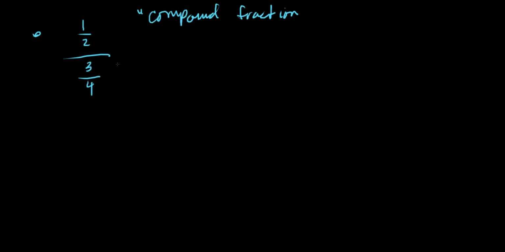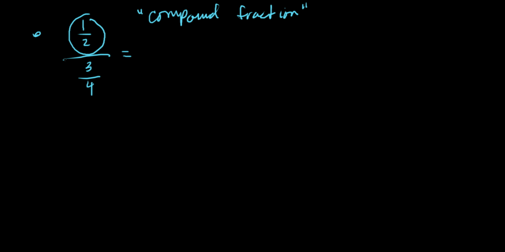So if we have a fraction like, let's say 1/2, and it is being divided by 3/4, oh, by the way, this is called a compound fraction. So when you have a fraction divided by another fraction, we call it a compound fraction. It's like fractions within a fraction, right? And so it's kind of like Inception, a dream within a dream, fraction within a fraction.